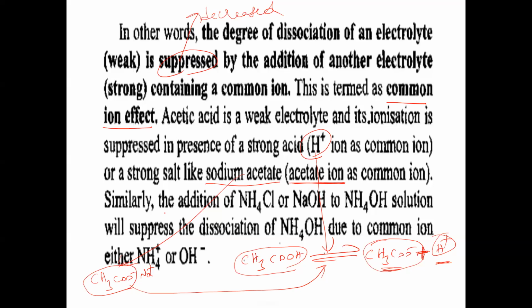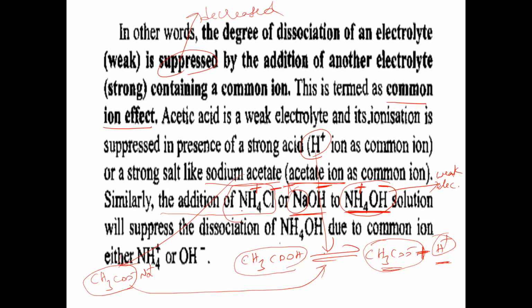The same thing we'll observe in the addition of NH4Cl. In NH4Cl, we have NH4 plus ion and Cl minus ion. When we add any one common ion to NH4OH, suppose here we take NaOH, Na plus OH minus. What are the ions available in NH4OH solution? NH4 plus is there, OH minus is there. NH4OH is a weak electrolyte, and to this weak electrolyte we are adding NH4Cl, otherwise NaOH.